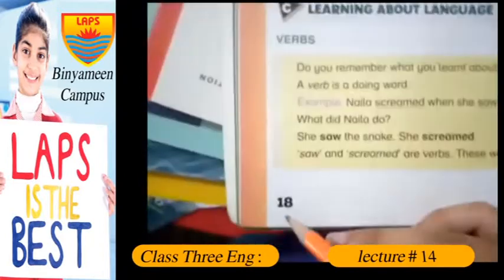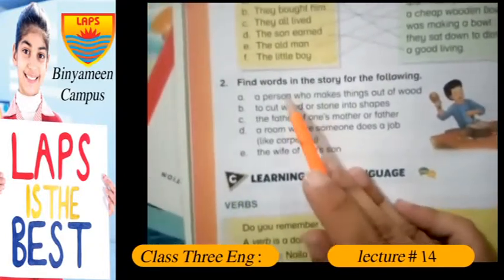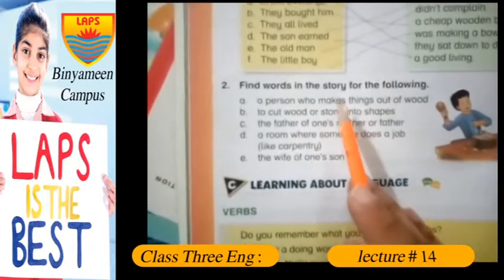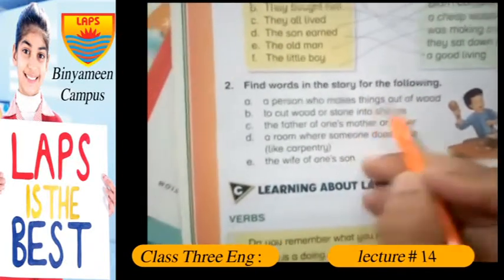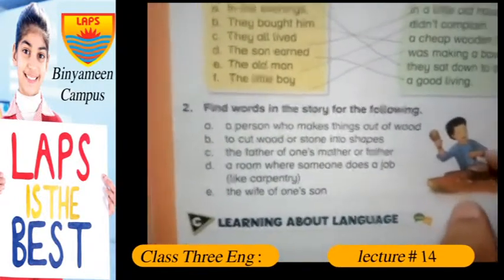If you open your books to page number 18, we have this activity B2 here. It says find the words in the story for the following. Like the words are actually given in the story. If you have already gone through the story, then it will be much easier to solve.